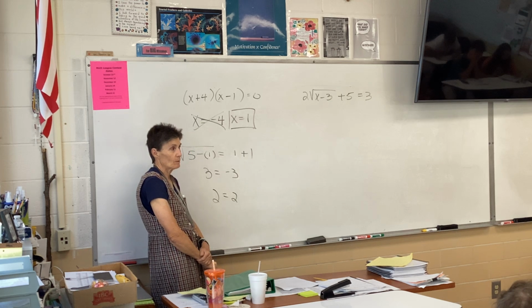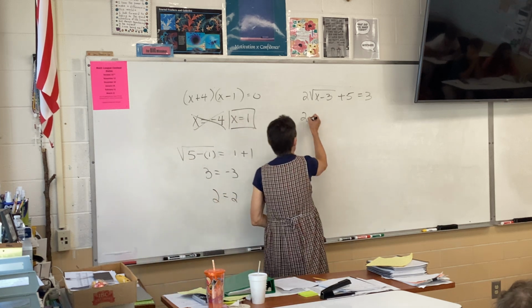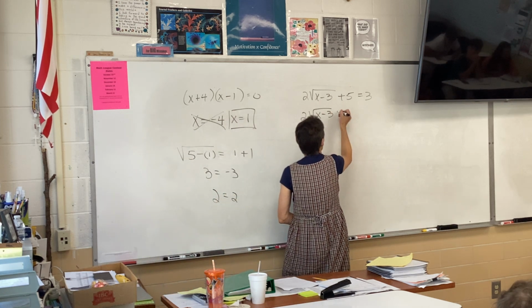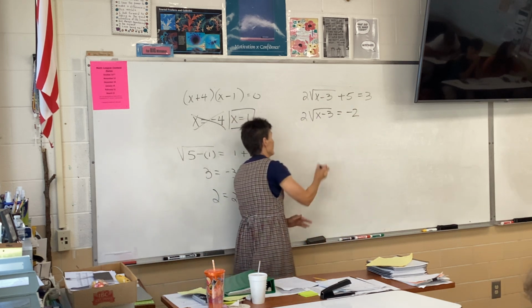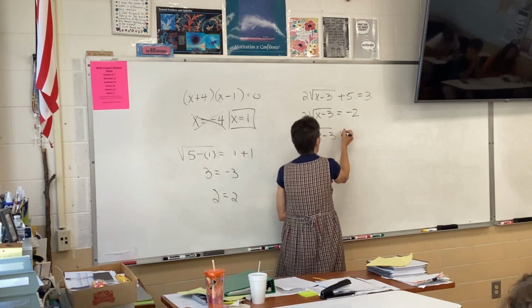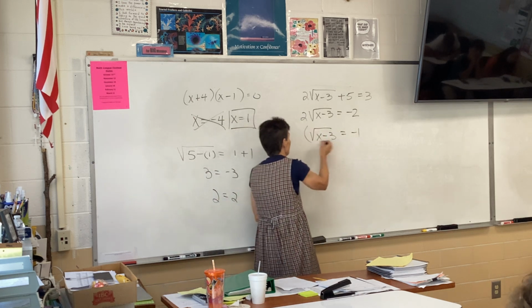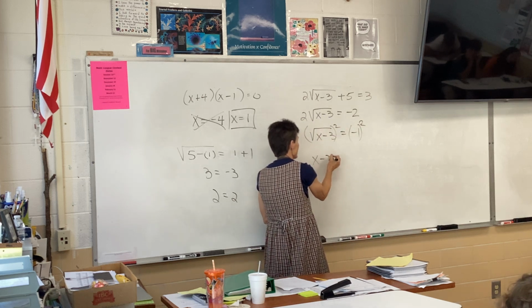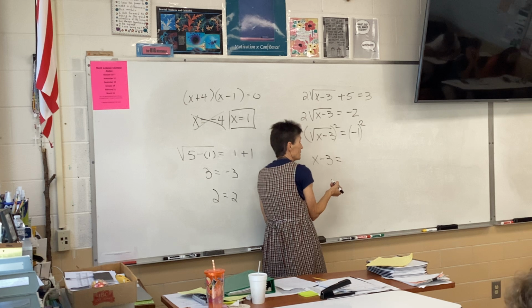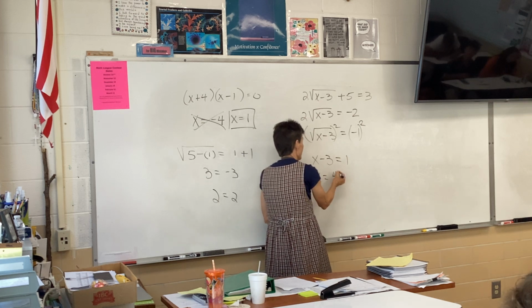Before you get too far in, what was the first thing you did? Subtract 5. Very good. What was the second thing you did? Divide the two. Very good. What was the third thing you did? Square. Perfect. So x minus 3 equals 1, 1 plus the 3. And did we all get 4?